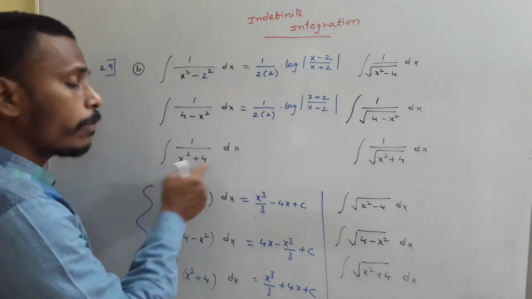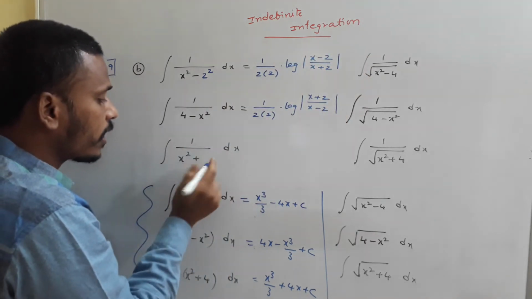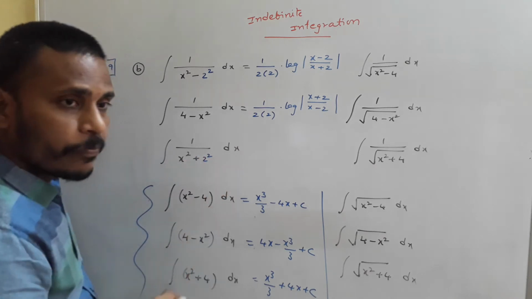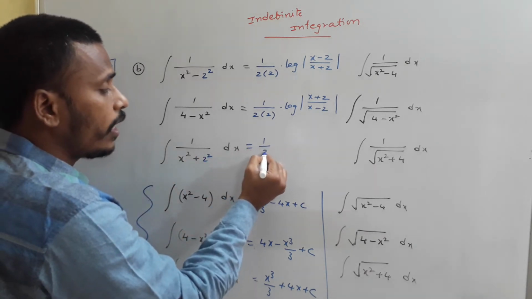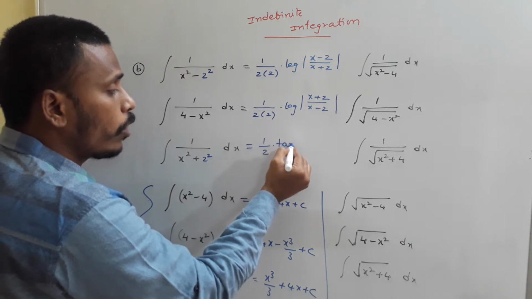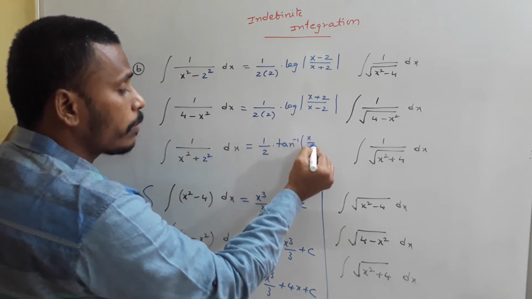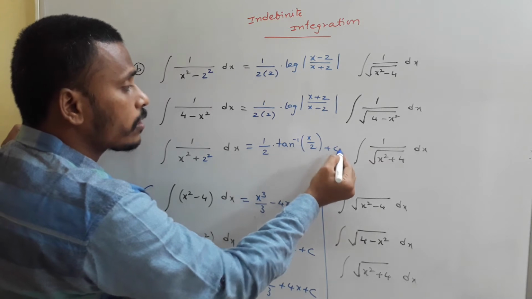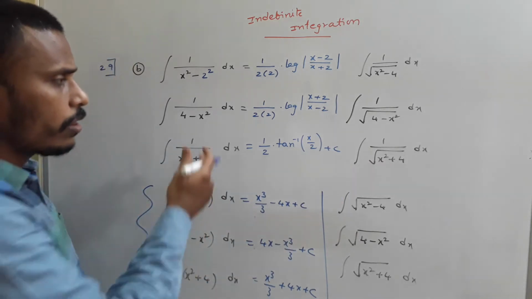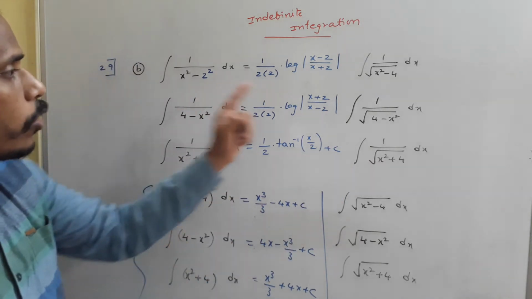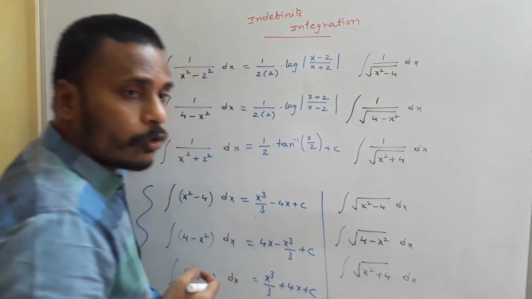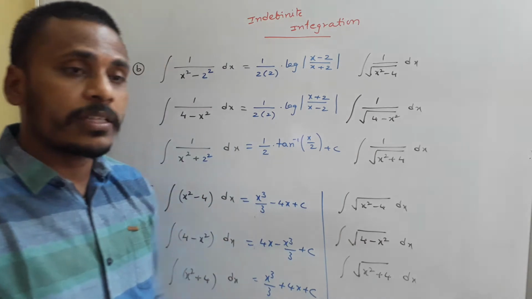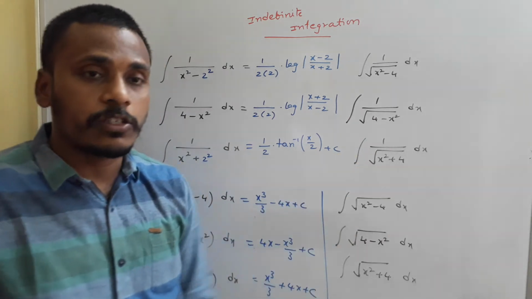And now integral 1/(x² plus 4) dx. As I said, this 4 is simply 2 square, we know it. Integral of 1/(x² plus a²) is 1/a tan inverse x by a, that means 1/2 tan inverse of x by 2 plus some constant of integration. See, all these are very easy. And now coming to the next set: integral 1/√(x² minus 4), integral 1/√(4 minus x²), integral 1/√(x² plus 4).